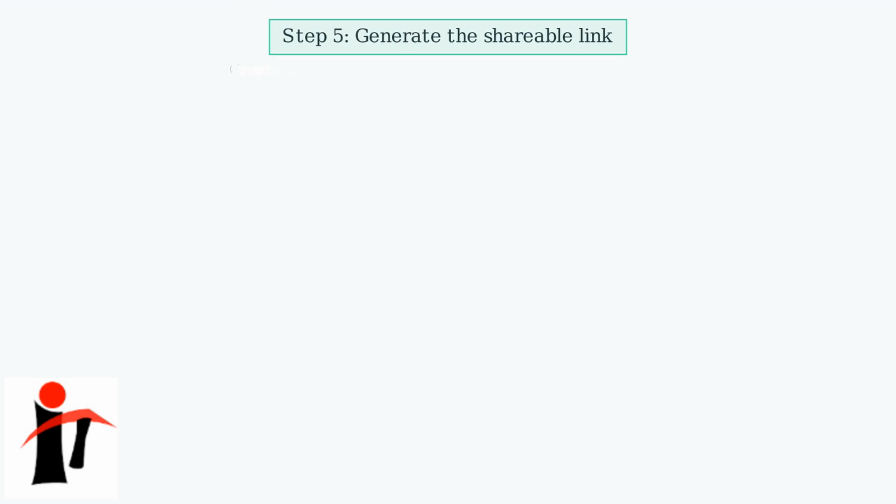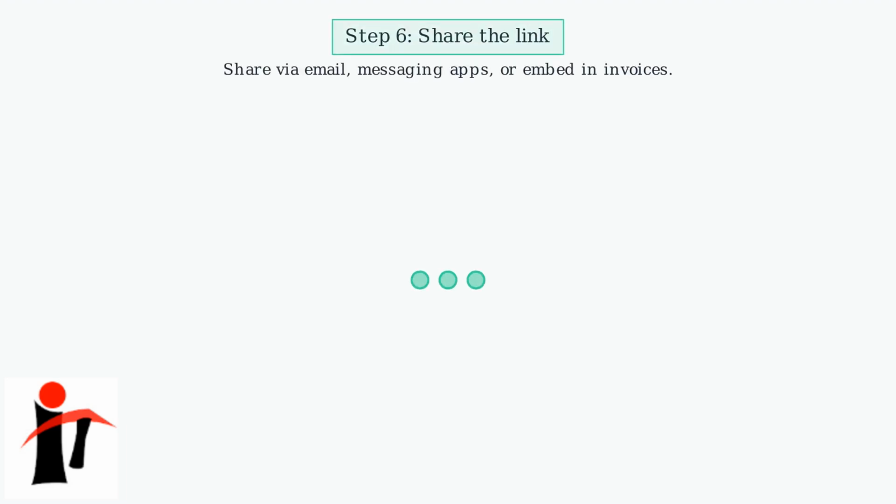Generate the unique shareable payment link. Wise's AI features help customize it quickly. Share the link through email, messaging apps like WhatsApp, or embedded in invoices for easy access.